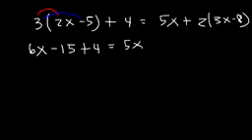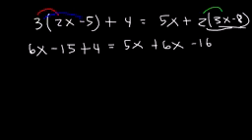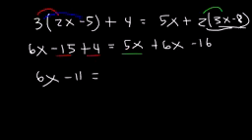On the right side, let's distribute 2 to 3x minus 8. So 2 times 3x is 6x. And then 2 times negative 8, that's negative 16. So now let's combine like terms. On the left side, we can combine negative 15 and 4. Negative 15 plus 4 is negative 11. On the right side, we can add 5x and 6x, which is 11x.